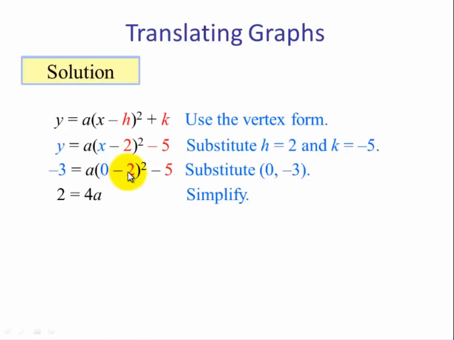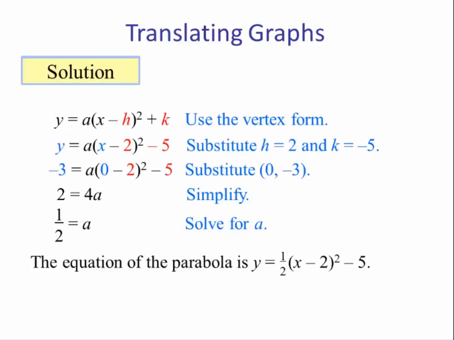0 minus 2 is negative 2. Square it, and we get 4. So this term becomes 4a minus 5. Then we add 5 to both sides, and we get 2 equals 4a. Solving for a, we divide by 4, and we see that a is 1/2. Substituting a back into the formula, we have the equation y equals 1/2 times the quantity x minus 2 squared minus 5. And we are finished.